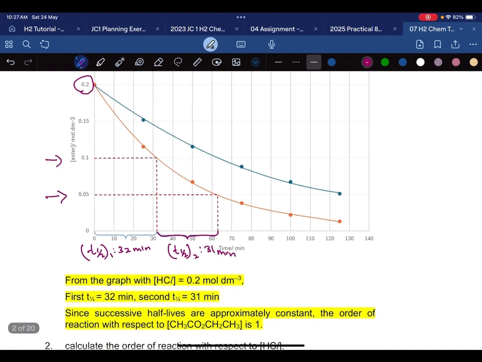So from the graph, with concentration of HCl equal to 0.2 mole per dm cube, since my first T half is 32 minutes and the second T half is 31 minutes, we can say that the successive half-lives are approximately constant, and therefore the order with respect to the ester is 1.